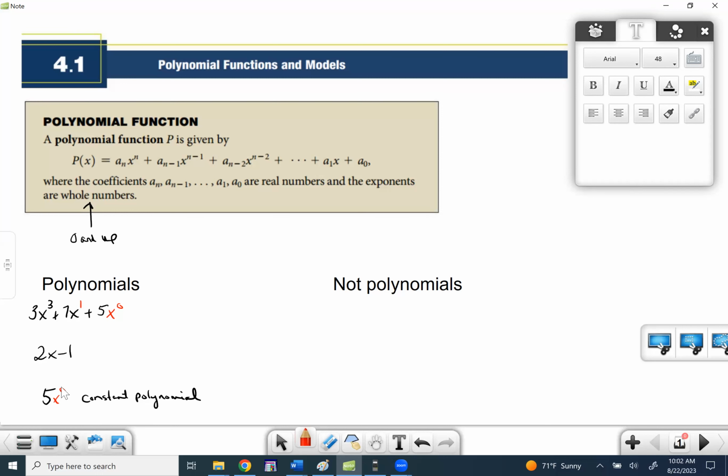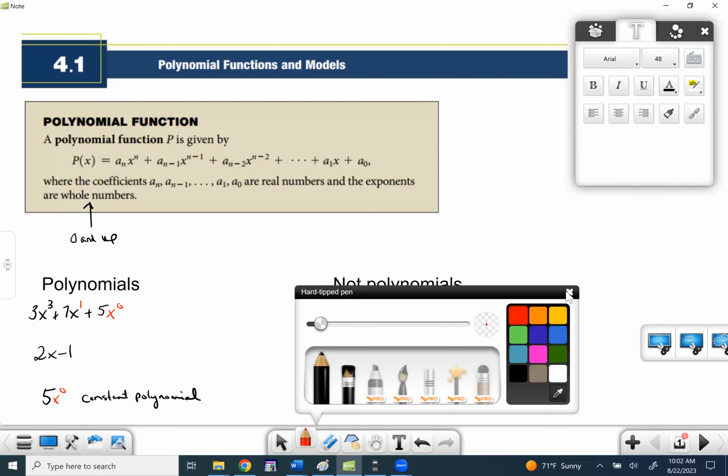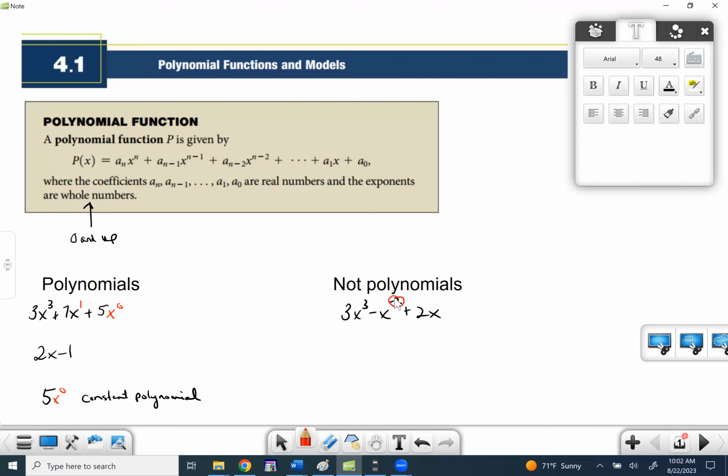Things that students often think are polynomials, but aren't. Say I have 3x cubed minus x to the negative second plus 2x. The reason why this is not a polynomial is because we cannot have negative exponents. We said 0 and up for the exponents. So that's the problem right there.